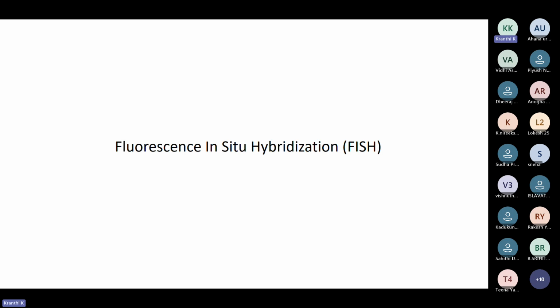What is hybridization? Binding of a complementary nucleic acid probe to a target DNA or RNA sequence. That's hybridization, right? You are adding a probe. So what does this probe do? This is an artificial probe you are creating, or you are extracting the probe somewhere. The nucleic acid probe, you are binding it to a target DNA or RNA sequence. That is hybridization. So what does fluorescence in situ hybridization mean?